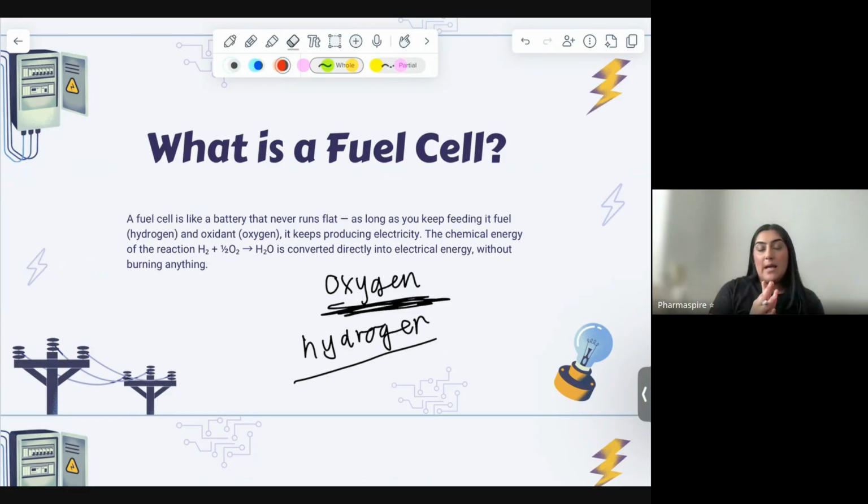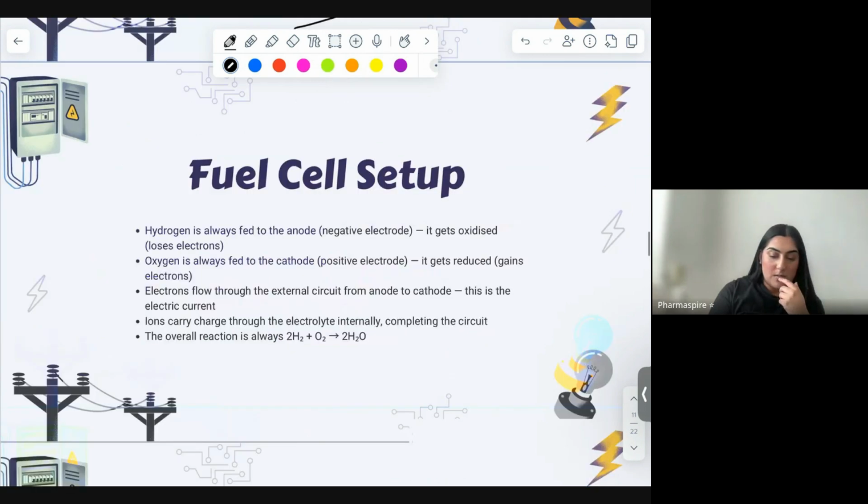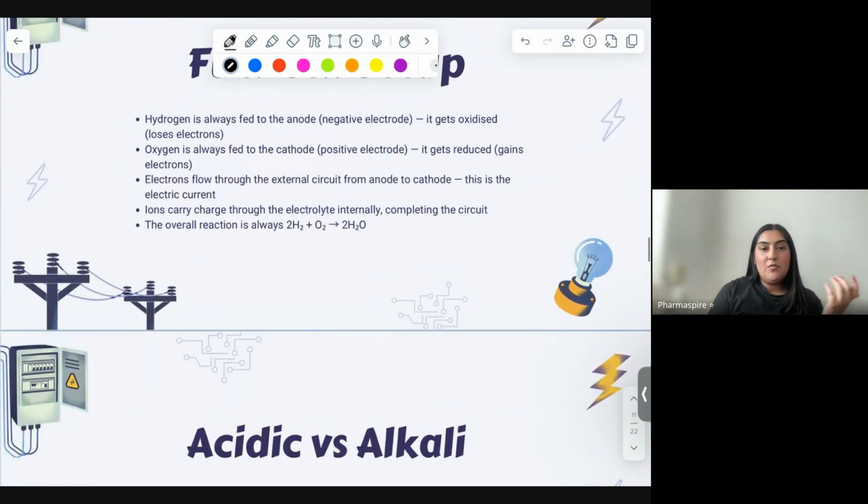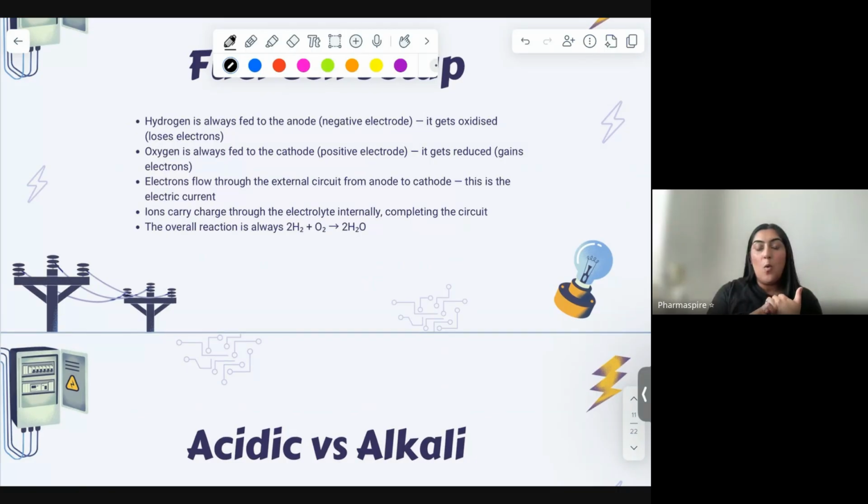Also, with hydrogen, alkaline, and acidic fuel cells, they've got different ideas, right? If you've got something acidic, you're prioritizing what ion? And if you're prioritizing alkali, what ion do you prioritize? Exactly. So you guys know.